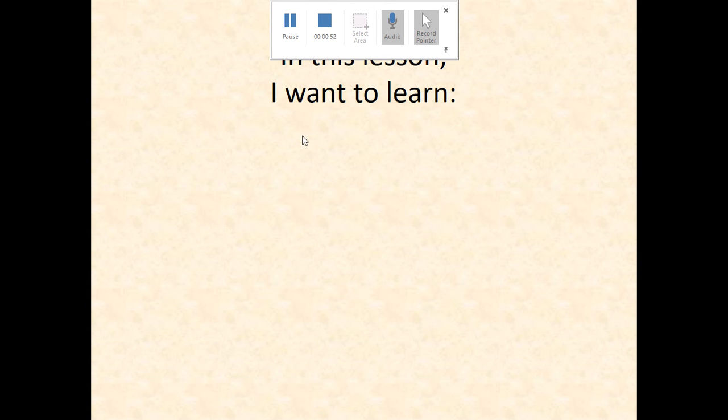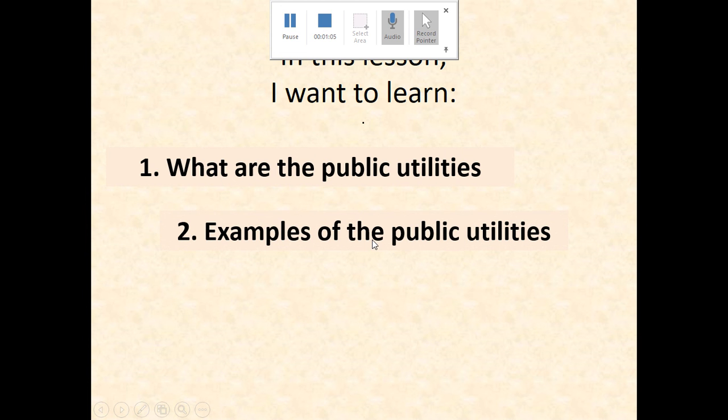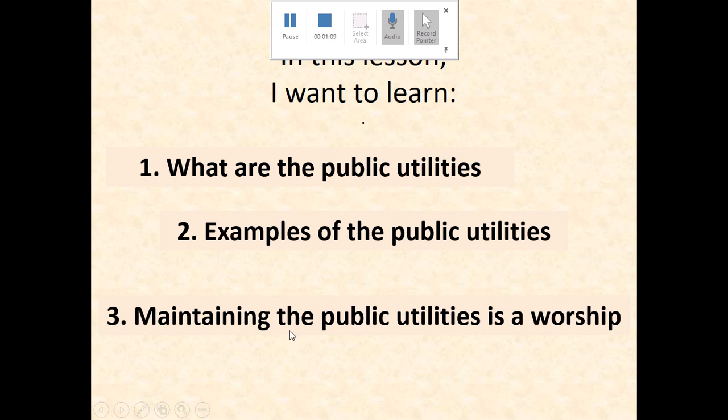So we are going to learn from this lesson. First is, what are the public utilities? Examples of the public utilities, and maintaining the public utilities is a worship. That is our focus.